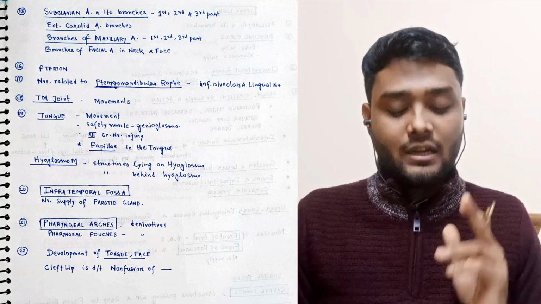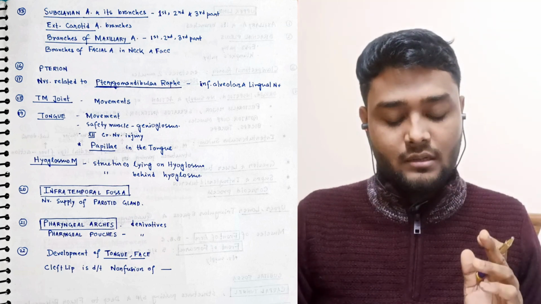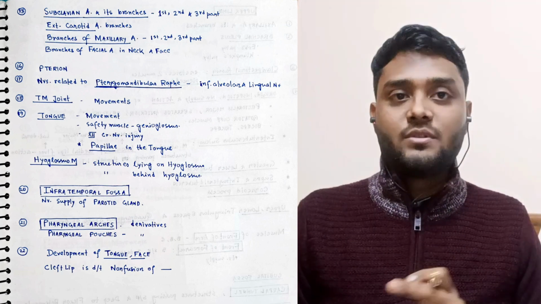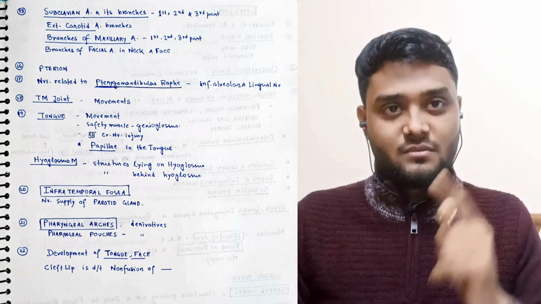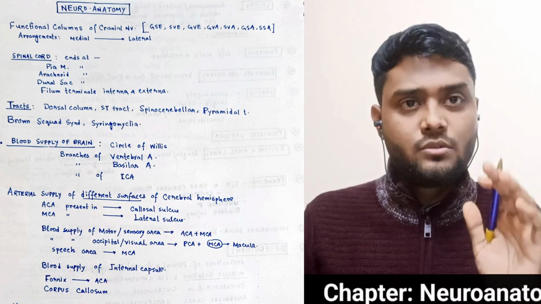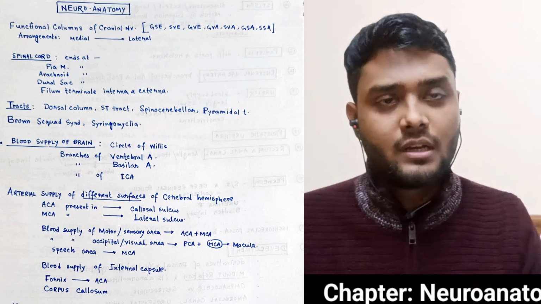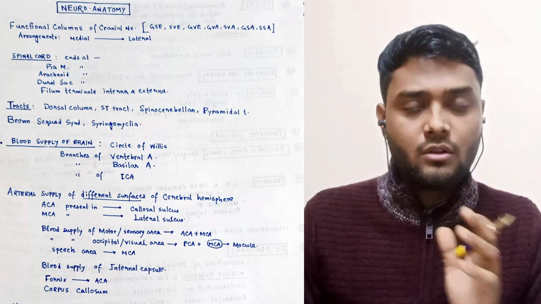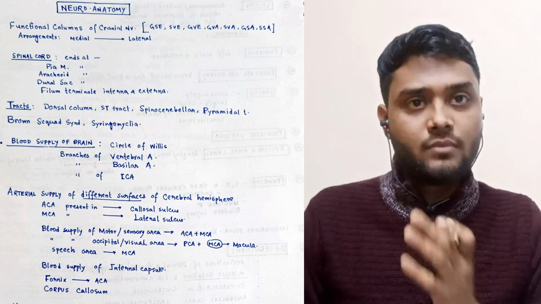Development of tongue and face, and lastly the cleft lip, and the cleft lip is due to non-fusion of, you need to know that. Okay, in neuroanatomy, firstly, you need to know the functional columns of the cranial nerve. This is a very important topic. And what is the arrangement of this functional column from medial to lateral?